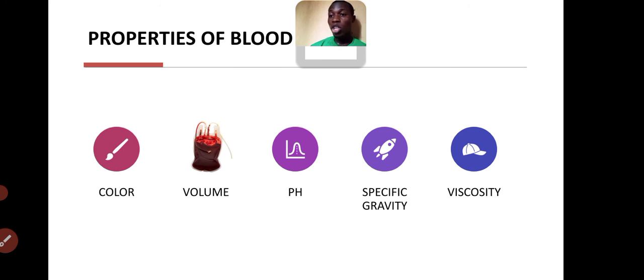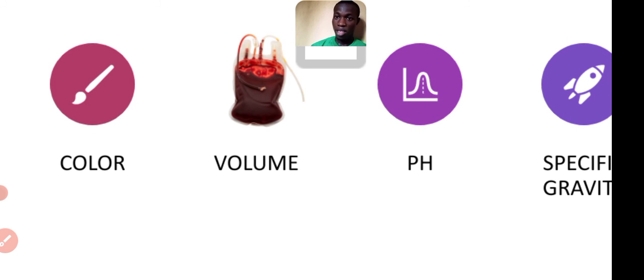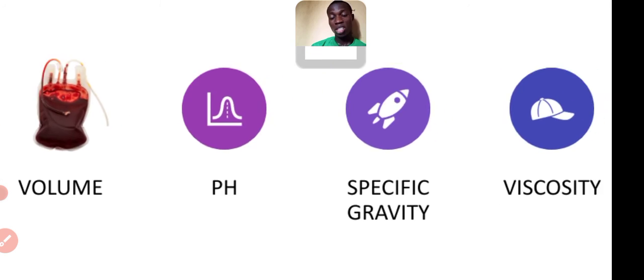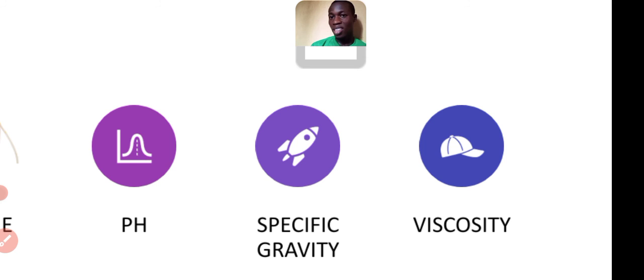Number one, the color of the blood. The color of the blood matters. If our blood is not red, definitely we must start to understand something, but we will discuss that ahead. Then the blood volume, the blood pH, specific gravity, and the viscosity of the blood. How thick is the blood? So this is the reason why our blood is not an ordinary fluid, because our blood is very thick. It's 100 times thicker than water.